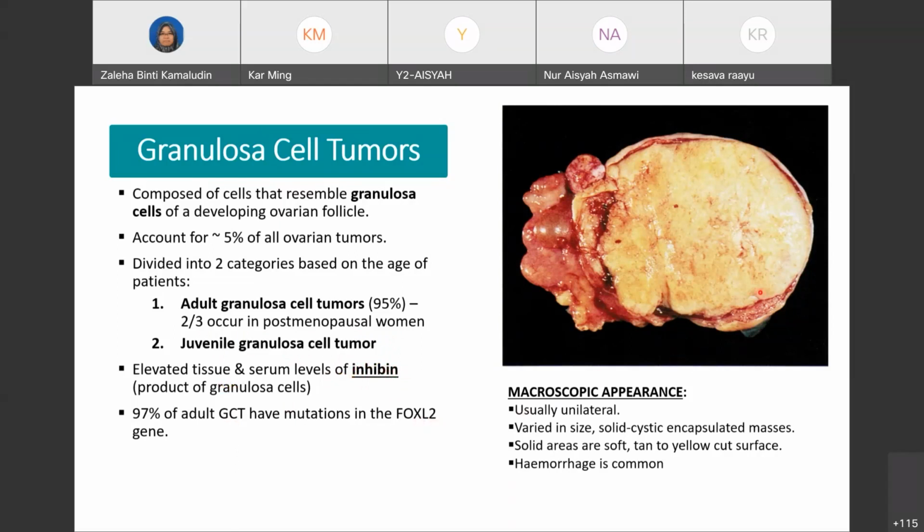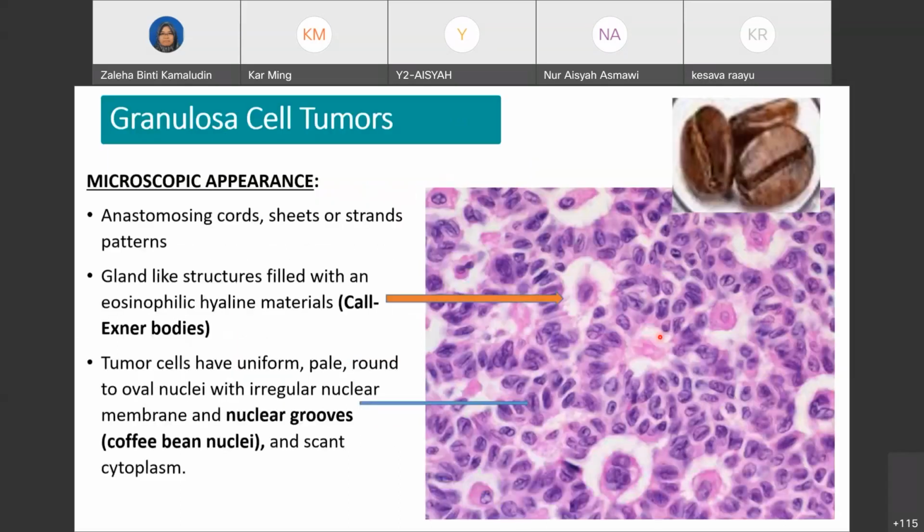This is the gross appearance of the granulosa cell tumor. This tumor is producing a hormone as well, that's why it appears yellowish in color. And this is how the granulosa cell tumor looks. When you see a coffee bean, then you have to think, oh, this is possibly the granulosa cell tumor.